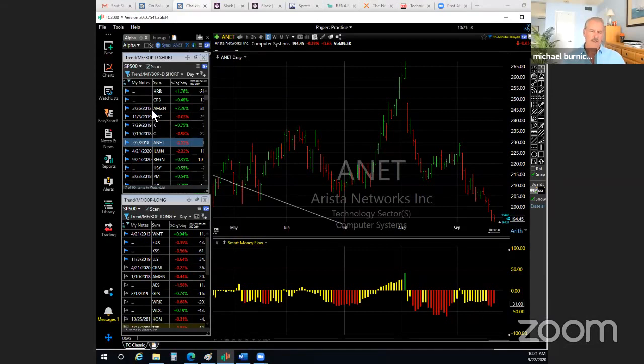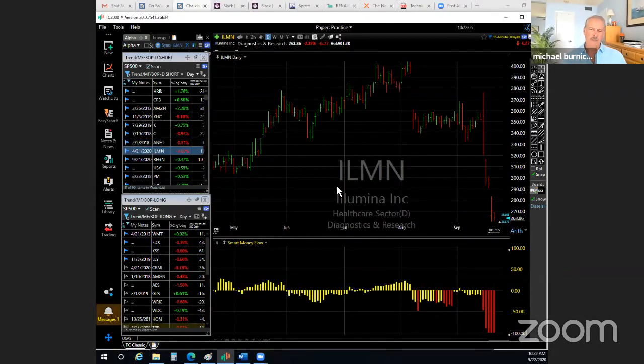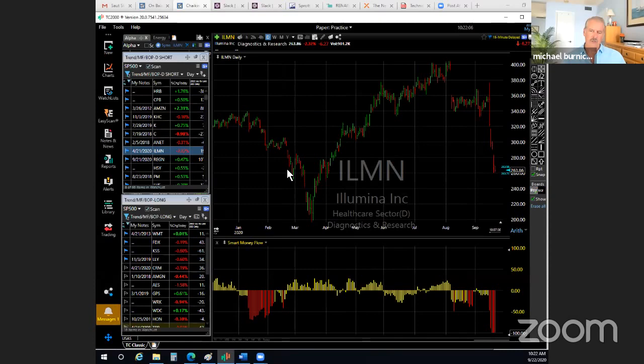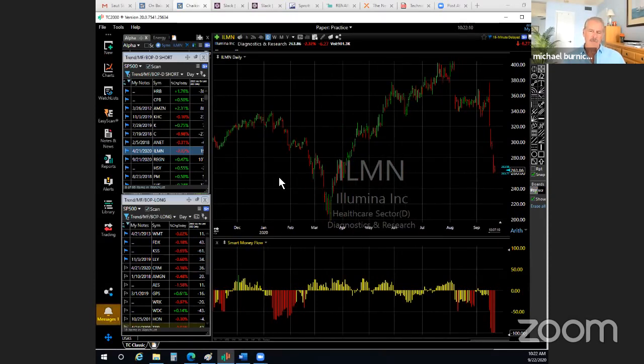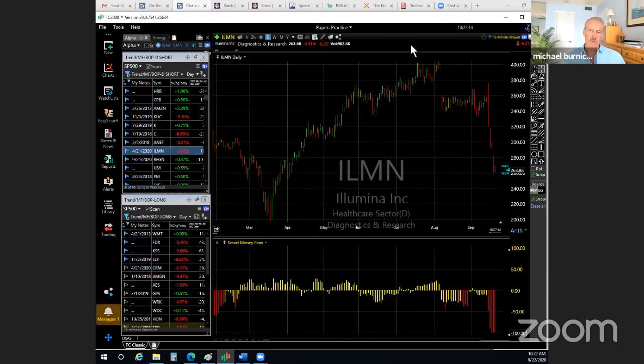So, that's technology. Here's another one, Illumina. This has really got hit hard. Of course, there's a little bit of a fundamental story here that I'll get to in a minute. But again, Illumina is a healthcare diagnostic research company, in the tech sector. Again, a big beneficiary really of COVID. The stock ran from $200 at the low to $400 at the August high, a double in Illumina.